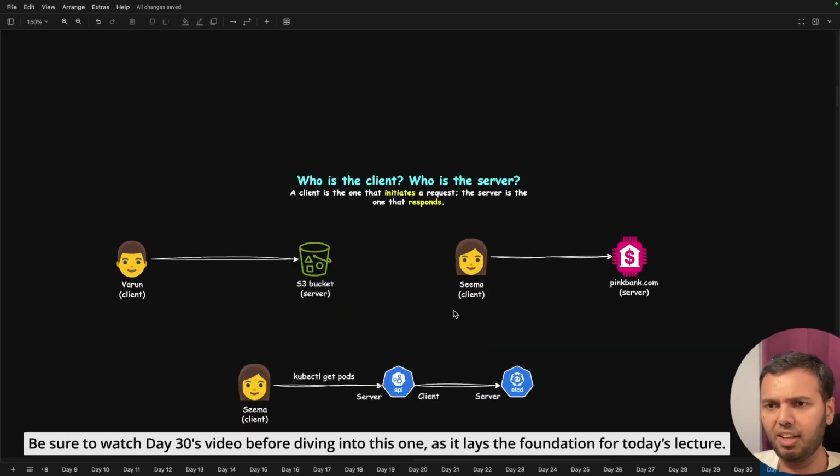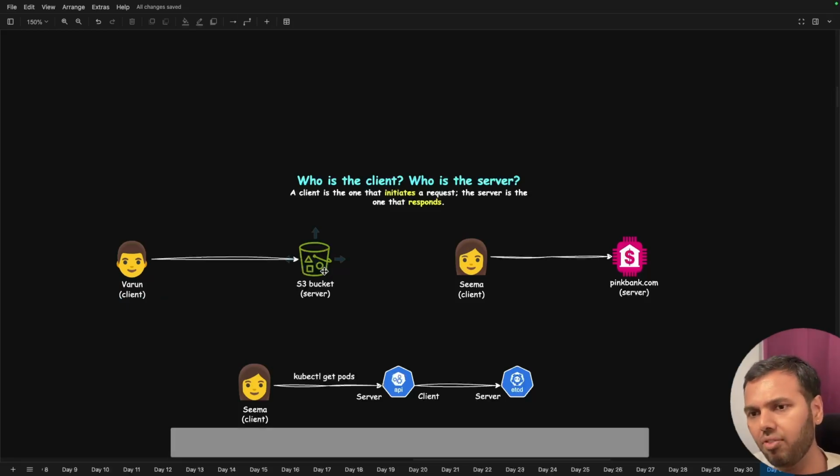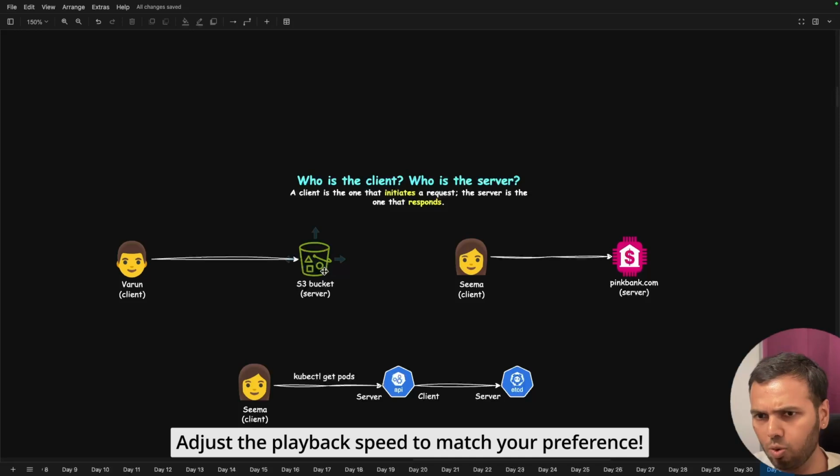Before I start this lecture, I want to explain who is the client and who is the server. A client is the one that initiates a request. The server is the one that responds. Extremely simple definition. So if Varun wants to download something from his S3 bucket, then Varun is the client because Varun is the one who is initiating the communication, and S3 bucket is the server because it is S3 bucket from where the files will be downloaded.